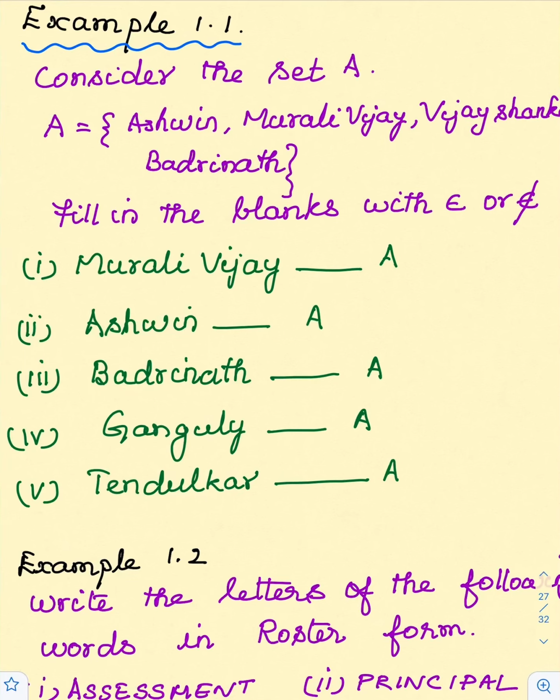Let us work out example 1.1. Consider the set A. So they have given you the set A, and A consists of the elements Ashwin, Murali Vijay, Vijay Shankar and Badrinath. They have asked us to fill in the blanks with belongs to or does not belong to.